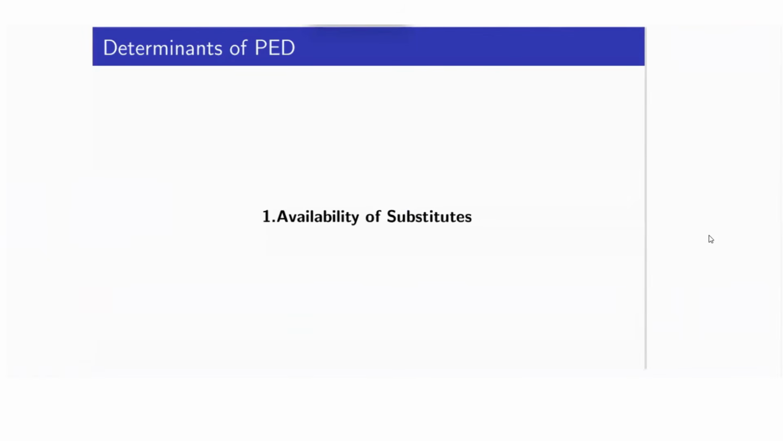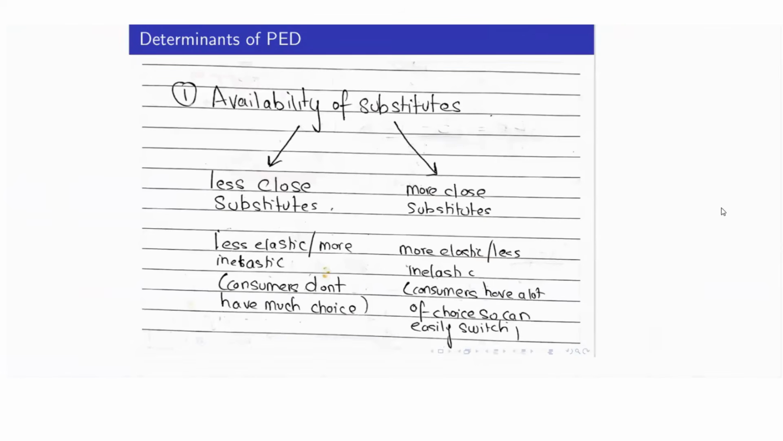The first determinant we want to look at is availability of substitutes. Here, the idea is that the fewer close substitutes we have, the less elastic, or the more inelastic, the demand is. Because when you don't have a lot of close substitutes available, consumers don't have much choice. So even if the price of a good that doesn't have a lot of close substitutes increases, demand won't respond much. So the responsiveness or sensitivity of demand is less, thus the less elastic the demand is.